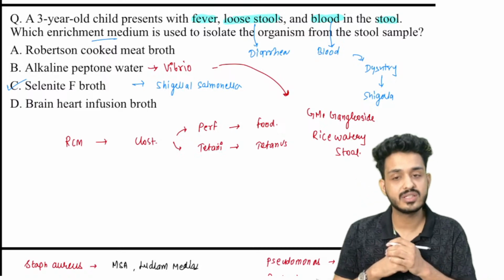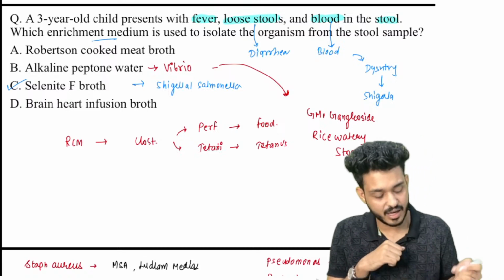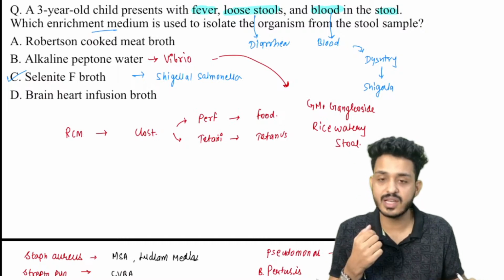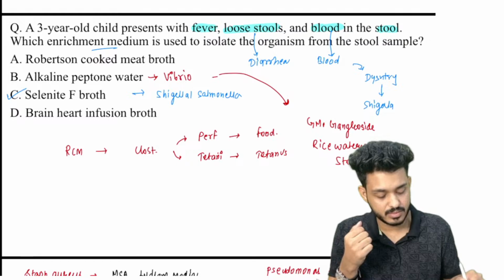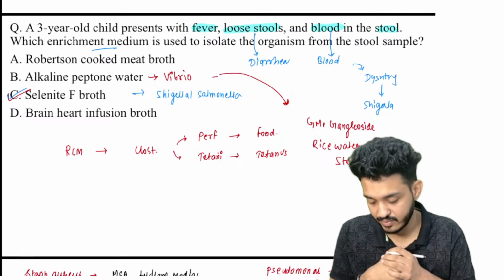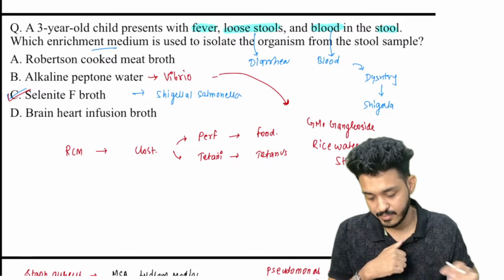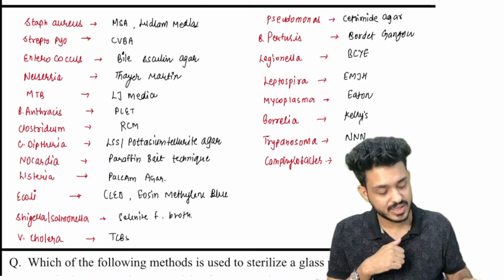Okay, rice watery stool will be there. Okay, next, brain heart infusion we will be using for fastidious organisms like meningococcus and pneumococcus. So your answer will be C over here. Very good guys. Sadia, Meher, Tanya, Medicophil, very good.